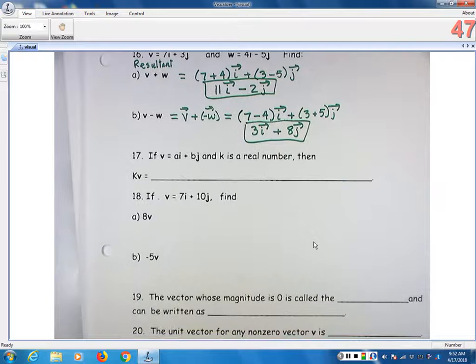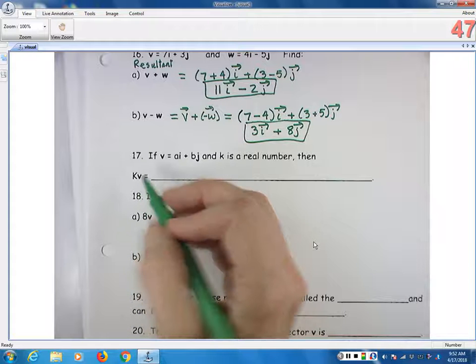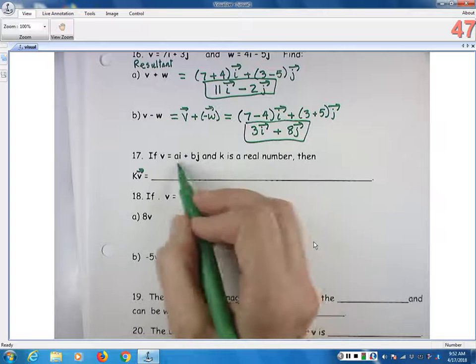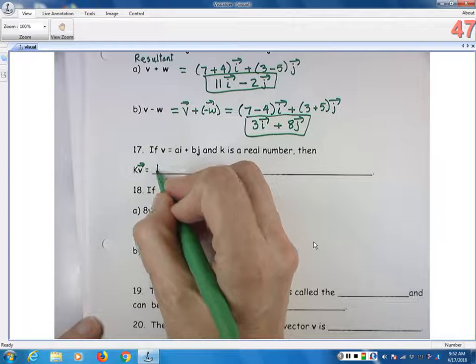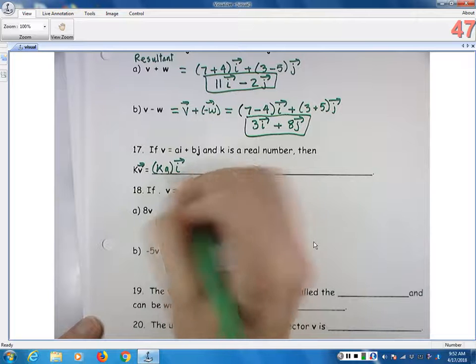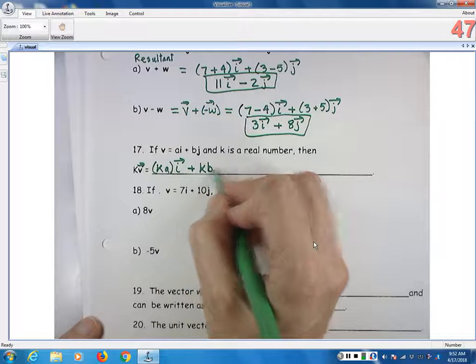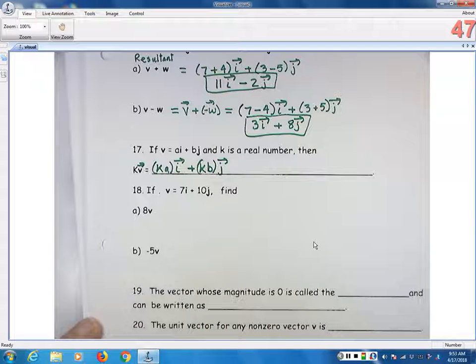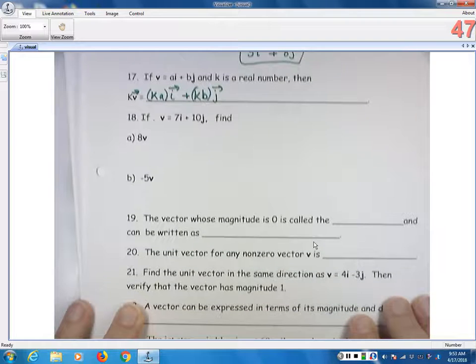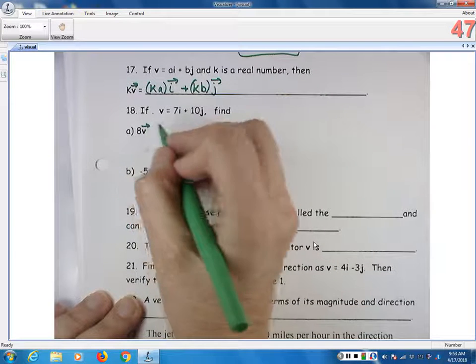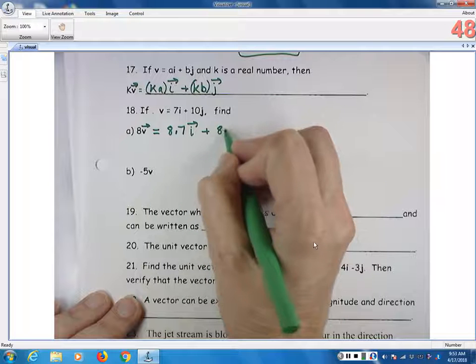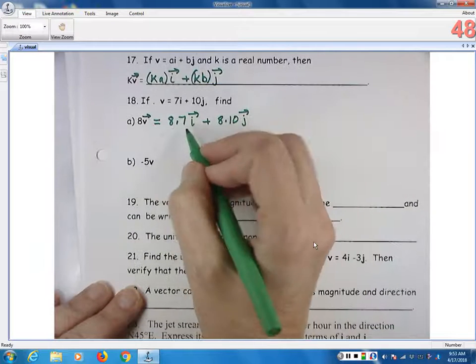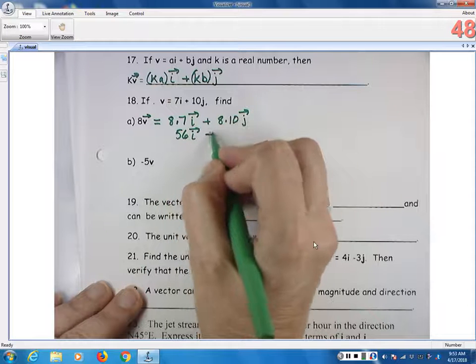All right, one more thing. If we're going to multiply by a scalar, what happens here is we take a vector multiplied by a scalar. We will multiply each x and y component by that scalar. It equals k times a plus k times b. So that's how we multiply by a scalar: multiply each component by that scalar. So 8 times vector v will be 8 times 7i plus 8 times 10j. 8 times 7 is 56i plus 80j.